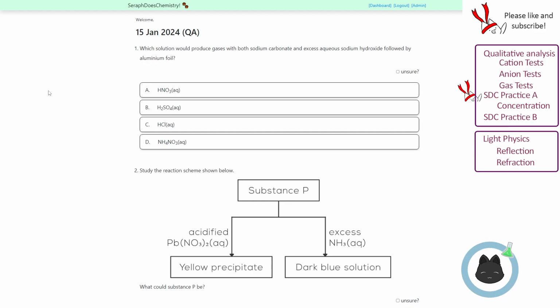For question 1, the first thing that directly jumps at me is aluminium foil. What should that tell you about it? Nitrate ion. Correct. Which solution would produce gas with both sodium carbonate and with excess sodium hydroxide and aluminium foil? In this case, the answer must have a nitrate, because there is aluminium. But at the same time, it must form a gas with sodium carbonate. Anything that reacts with carbonate 90% of the time is an acid. Nitric acid. Agree?